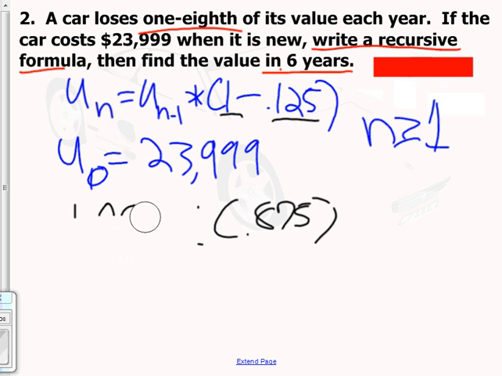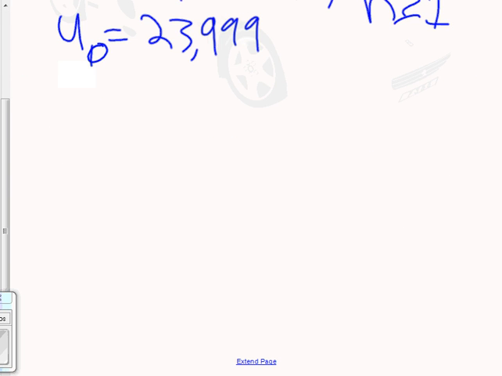Good questions, these are good questions. This is our first time seeing something like that, so I'd expect questions. All right, so knowing that, what do we find for our value in 6 years? Second piece of this: what's our value when it gets to 6 years?